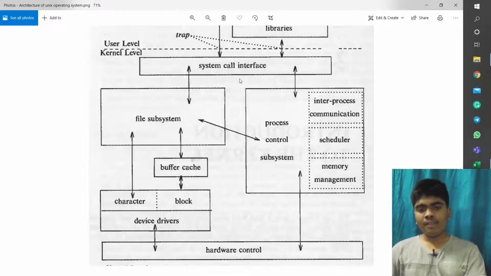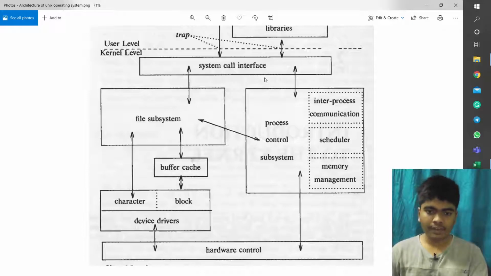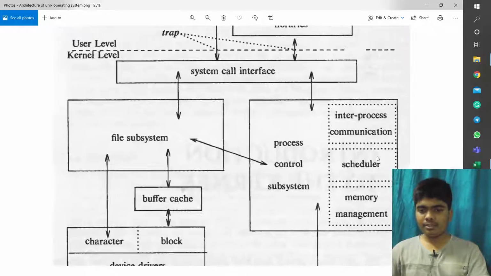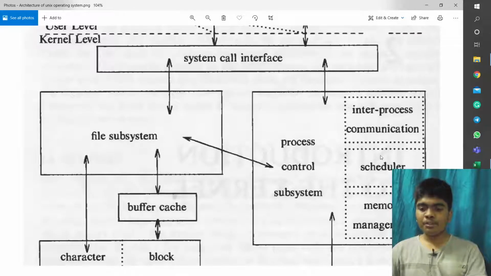And then if we come back to the system call interface, from the system call interface the system call will get into the process control subsystem, and in the process control subsystem we can see inter-process communication, scheduler, and memory management. Here the kernel plays a major role. The kernel will have n different processes, and here we need to execute one more new process, right?